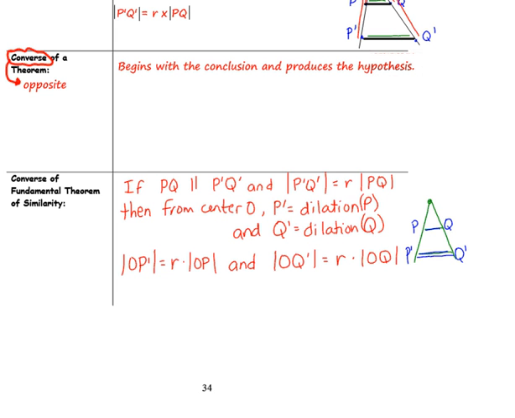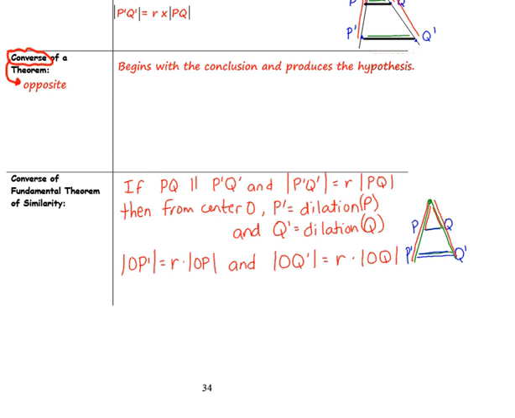And then we know that the length of OP prime would be equal to the scale factor times the length of the original segment OP, and that the length of the dilated segment would be equal to the scale factor times the original segment. So again, the converse of the theorem starts out backwards, or at the end, and starts with parallel lines.